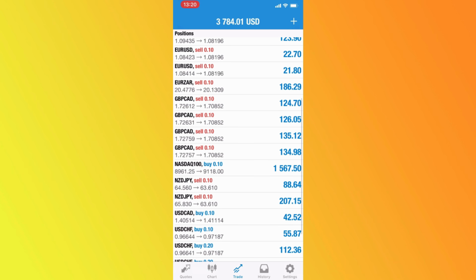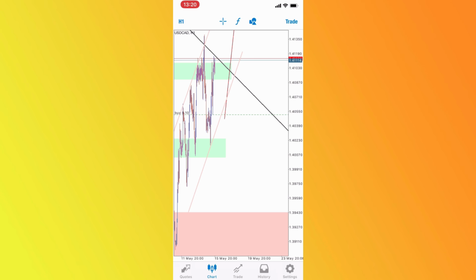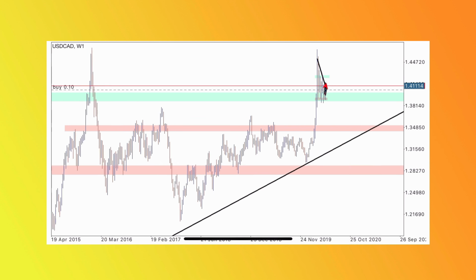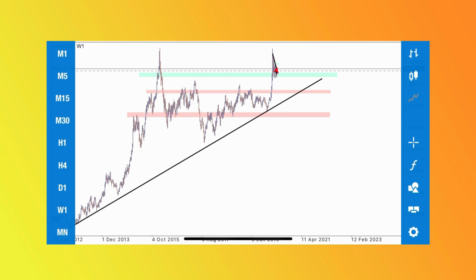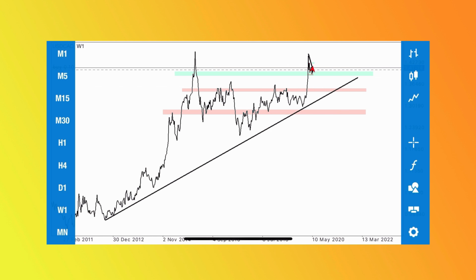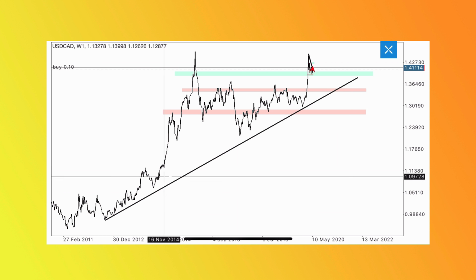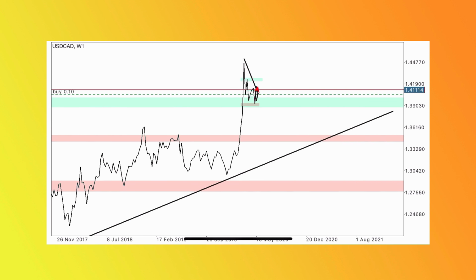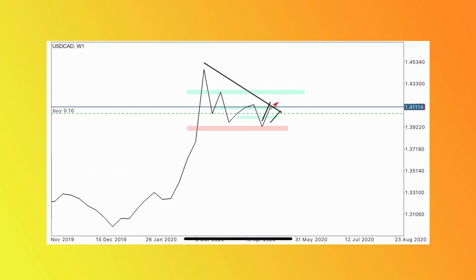So now we're going to look at the last pair, which is USD CAD. So we're going to quickly switch to landscape mode and use the line charts to be able to see the markets more clearly. So we can see that USD CAD has been on a very strong bullish trend back from 2013. So currently we can see that the market is above our highest new weekly support.